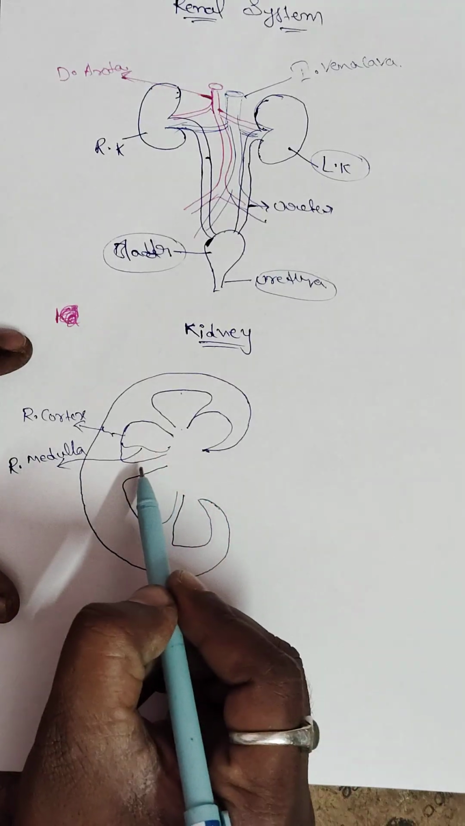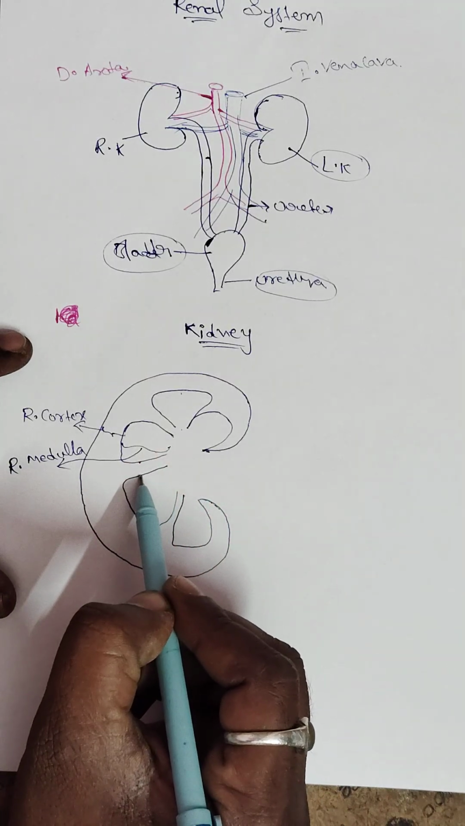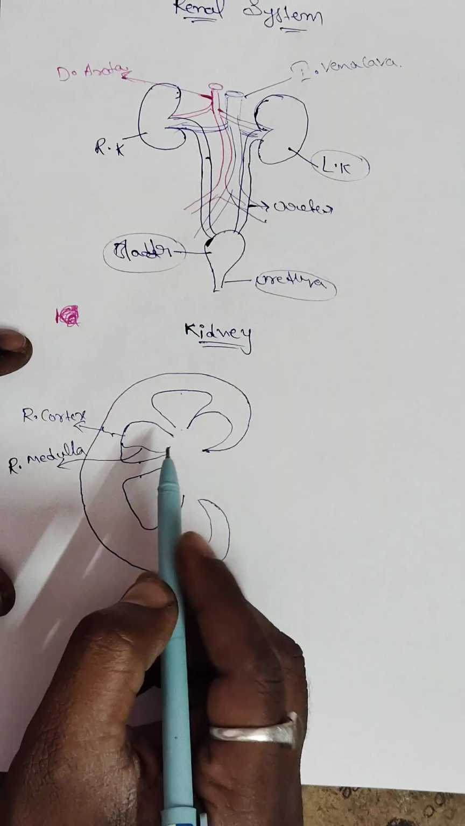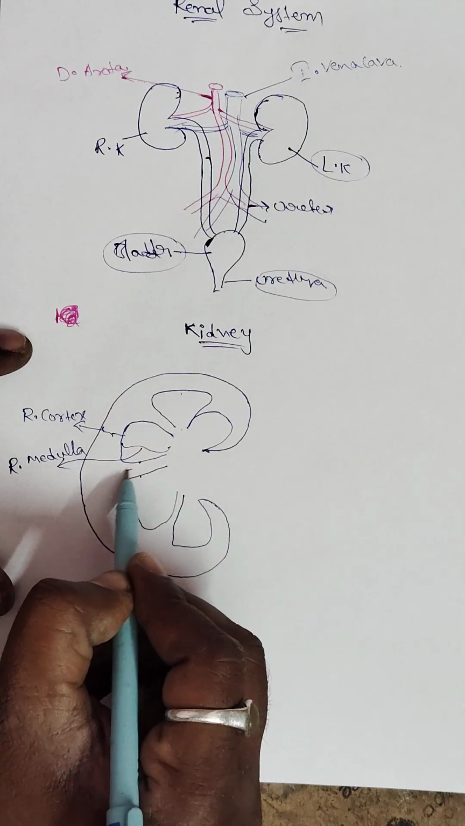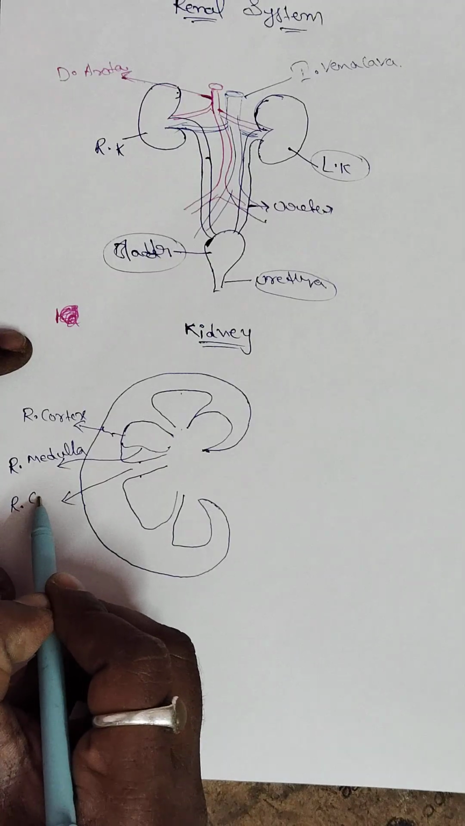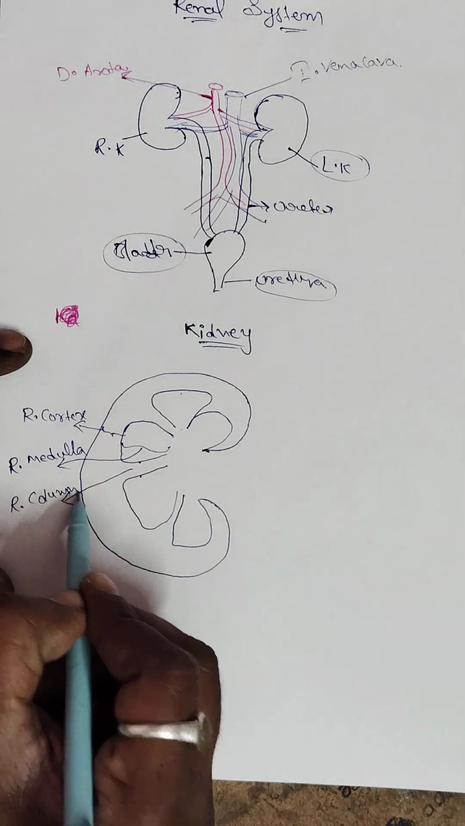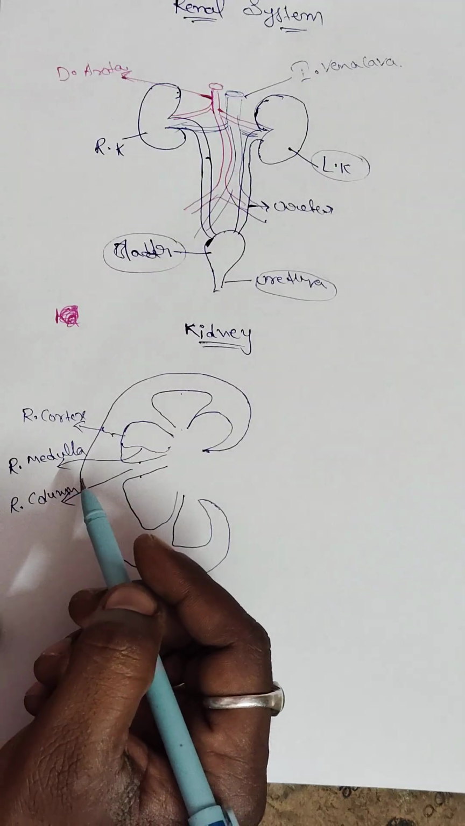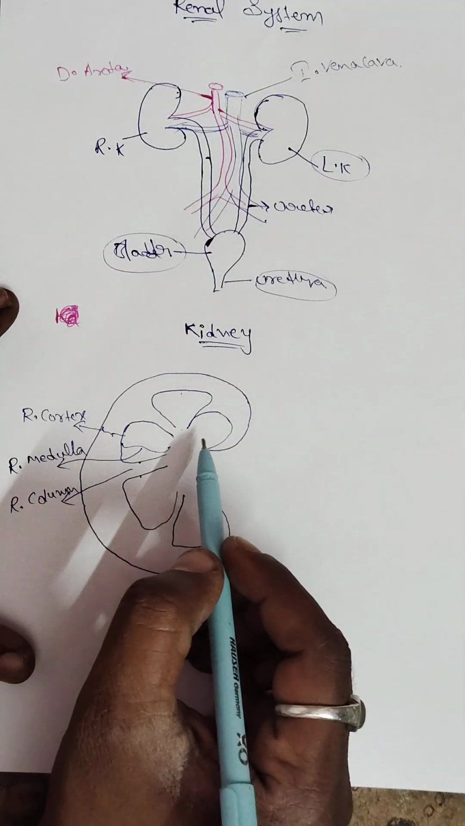Renal medulla. And in between one renal medulla and the next renal medulla, there is a gap. What is the gap? That is called the renal column. This is called the renal column.